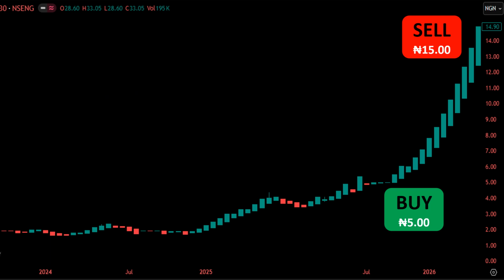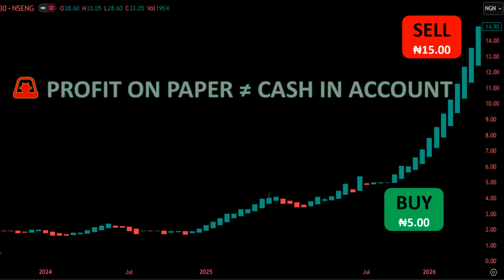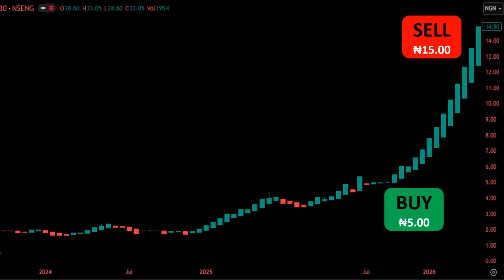And that's when they realize a painful truth. A profit on paper is not the same thing as money in your account. The problem isn't that they picked the wrong stock. The problem is that they ignored liquidity. And here's the scary part. Many traders don't discover this mistake until it's too late.